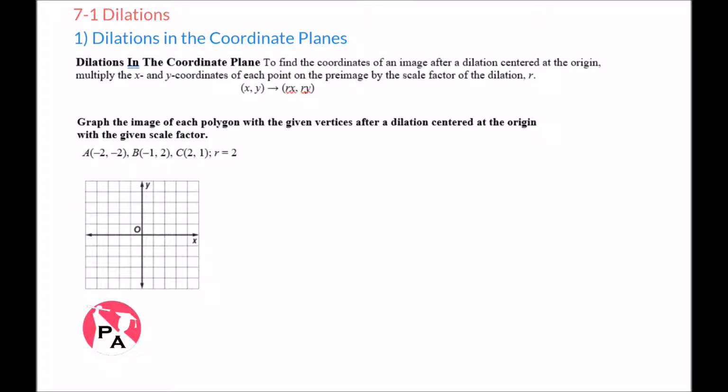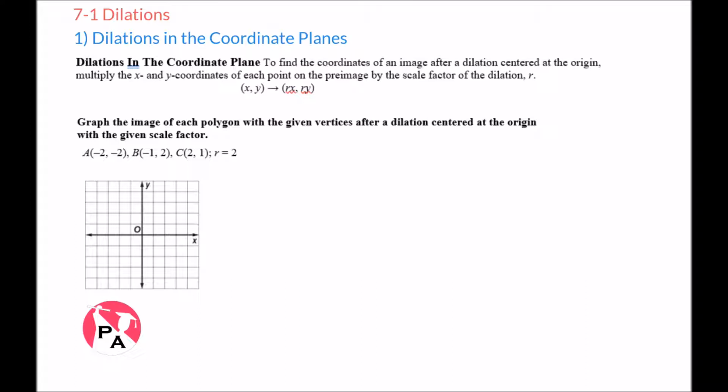So here's an example. We are going to graph the image of each polygon with the given vertices. Here are the vertices of the polygon. It's a triangle because we have only 3 vertices. After a dilation centered at the origin with the given scale factor, r equals 2, this is our scale factor. That means we are going to plot the points first, and then after multiplying each one of these numbers by 2, we are going to plot those.